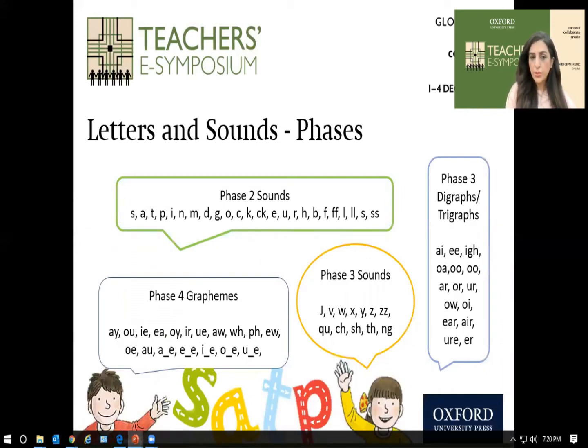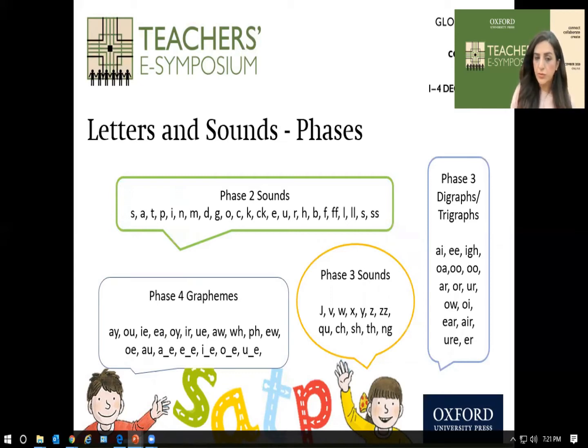There's a document issued by the Department of Education and Skills in the UK, which lays out the pattern of sounds and how they need to be taught over the course of 2 years. So there are phase 2 sounds that students will start off with in kindergarten, essentially, or towards the end of nursery. And then students move on to phase 3 sounds. There are some consonant digraphs and then vowel digraphs and trigraphs that need to be covered throughout phase 3.